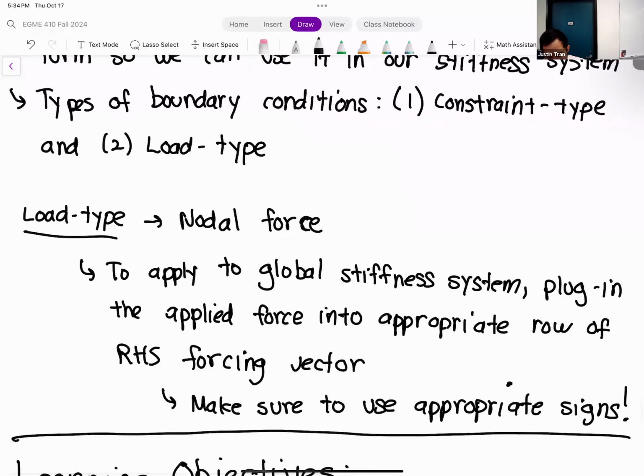So we started talking about the load type boundary condition first. A lot of times this is going to be some kind of force that we're going to apply at a node. And so to apply a load type boundary condition to our direct stiffness method, we basically just plug it straight into our right-hand side forcing vector.